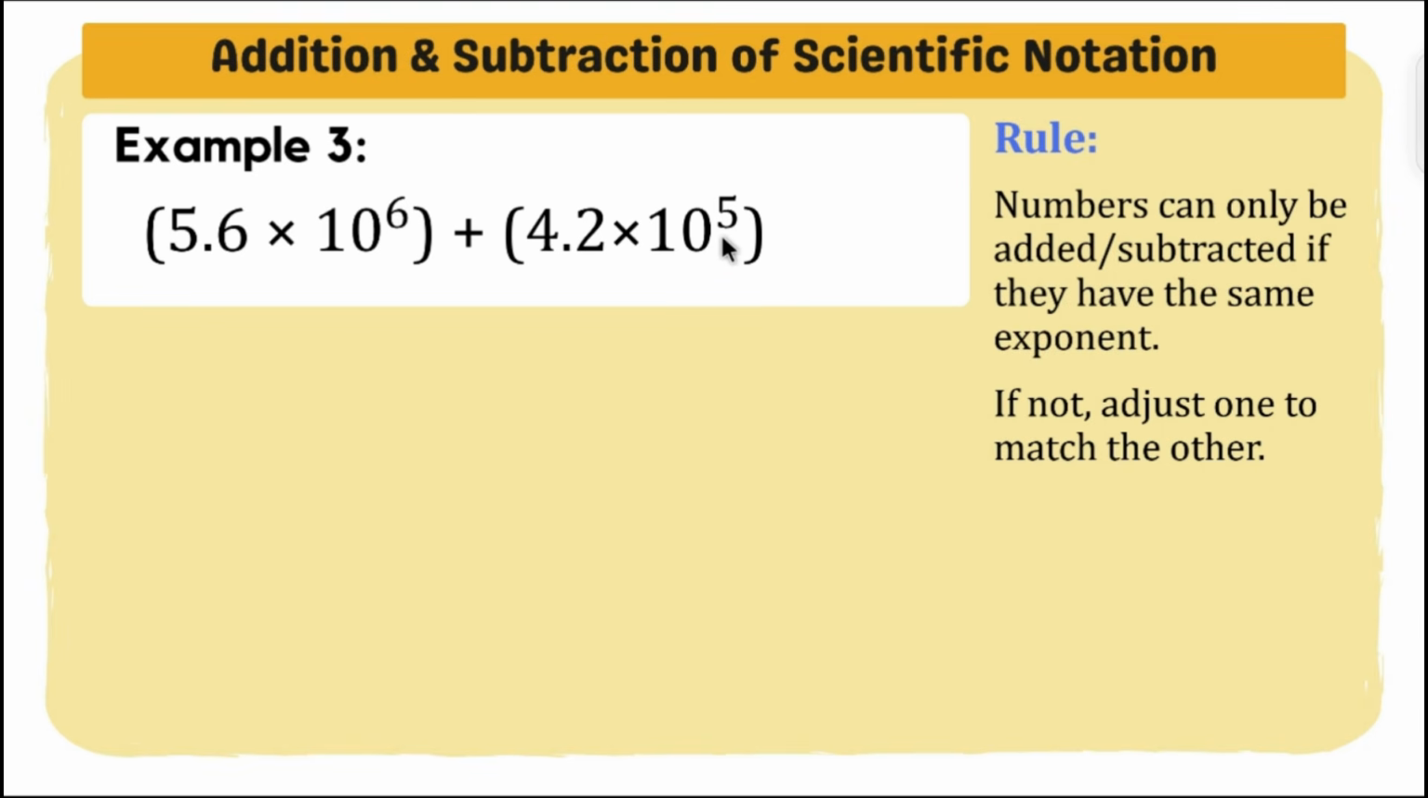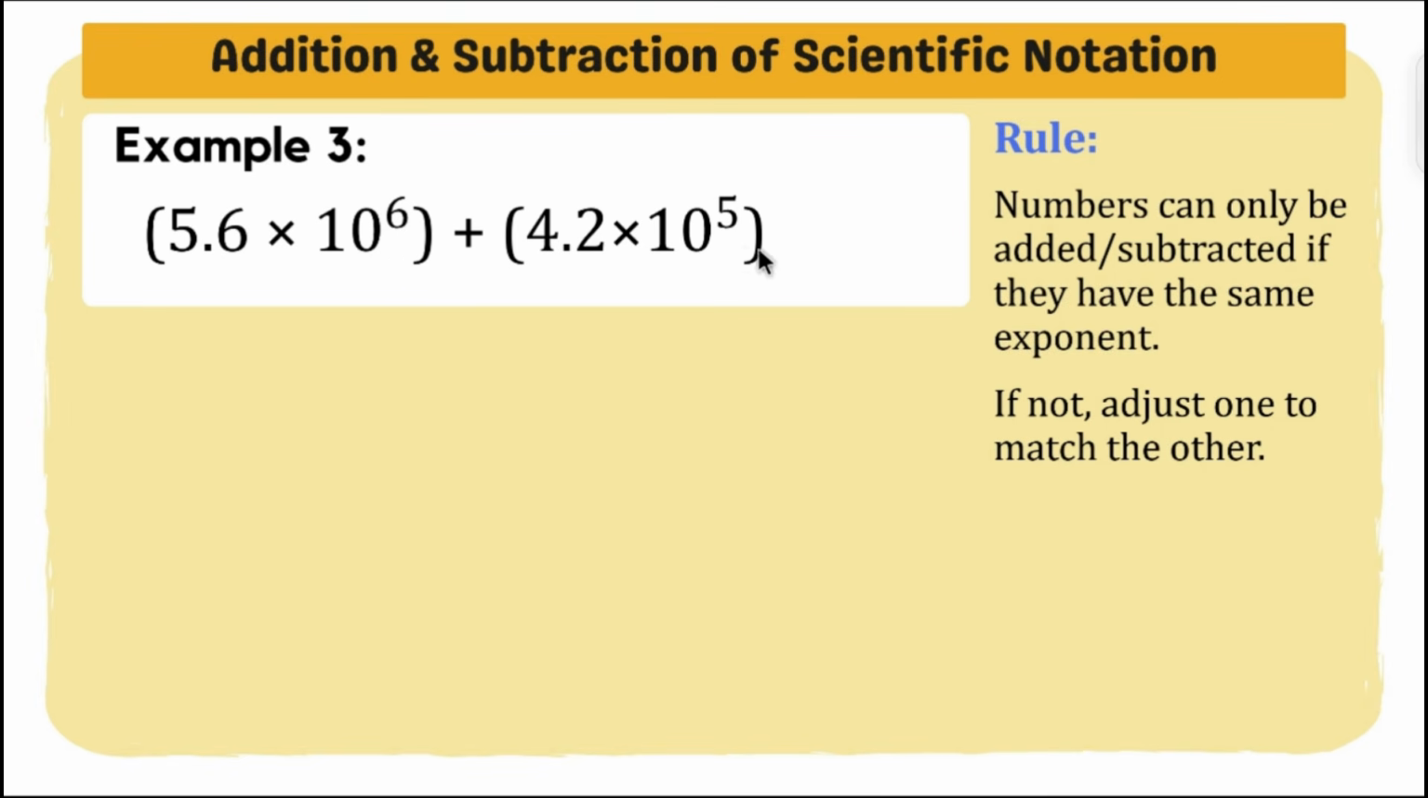Now this is the clue. Always adjust yung mas maliit ang exponent para maging pantay siya dito sa mas malaki ang exponent. So si raised to 5 gagawin nating raised to 6 para maging parehas siya dito. But we have to follow some process.